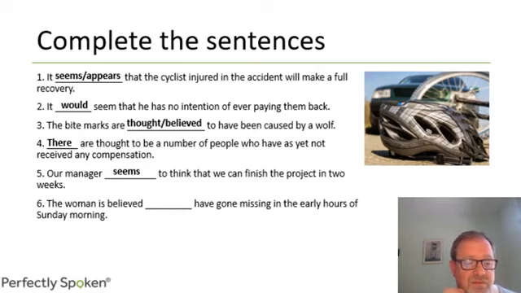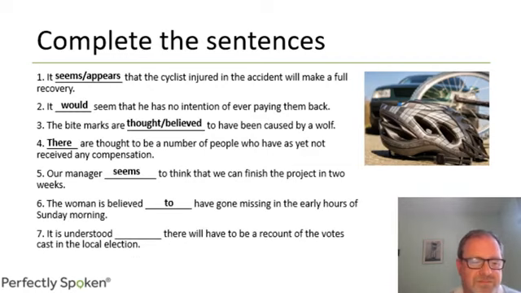So remember the form: subject, passive verb, infinitive. So obviously we need to complete the infinitive. The woman is believed to have gone missing in the early hours of Sunday morning.